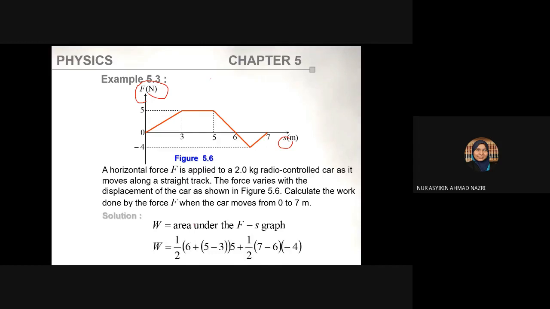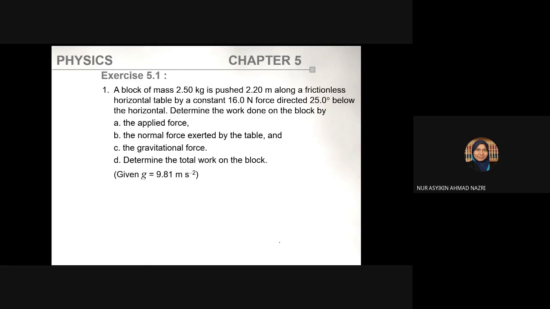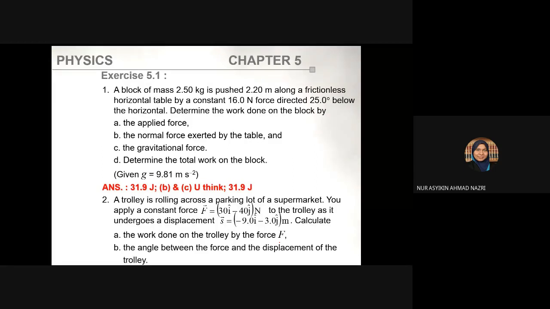Area under the graph F against s. Because earlier we learned that the area under the graph is the work done, and again we consider displacement and not the distance. So you need to consider the negative. The negative must be considered, and the value of the work done equals 18 joule. Alright, and then this one is an exercise.